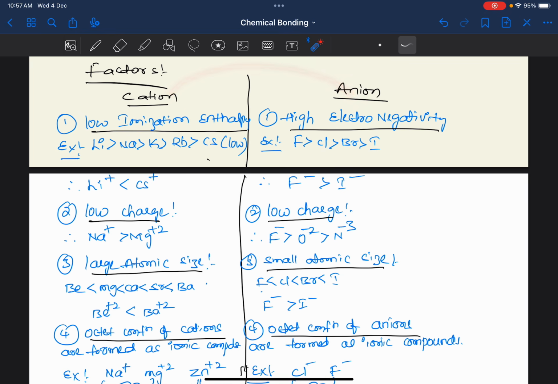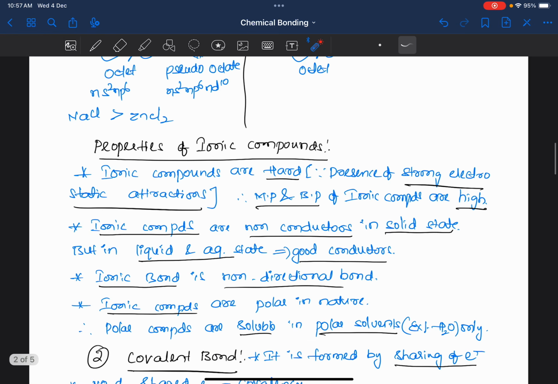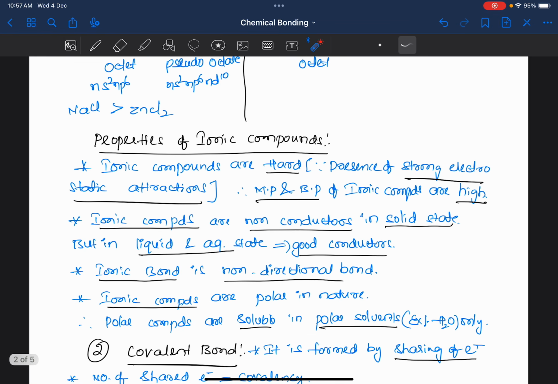So in between that cation and anion, an ionic bond is present. More strong electrostatic attraction is present, so therefore ionic bond is formed in between the cation and anion. So this is about ionic bond. And next I'll discuss the properties of ionic compounds.